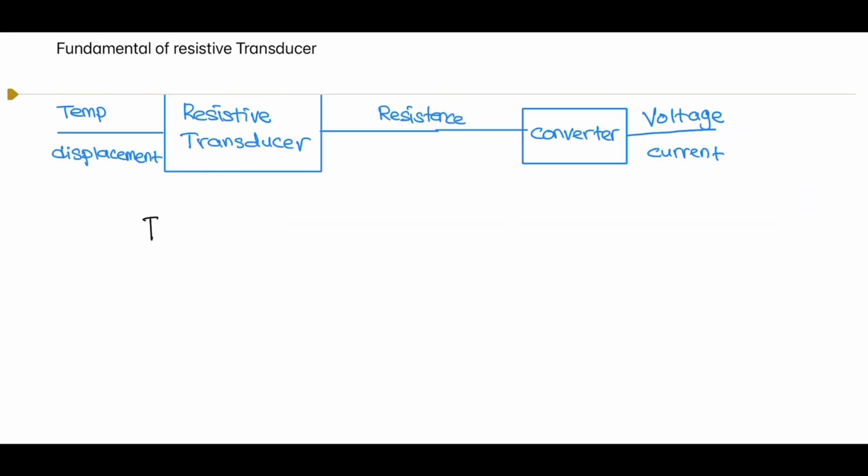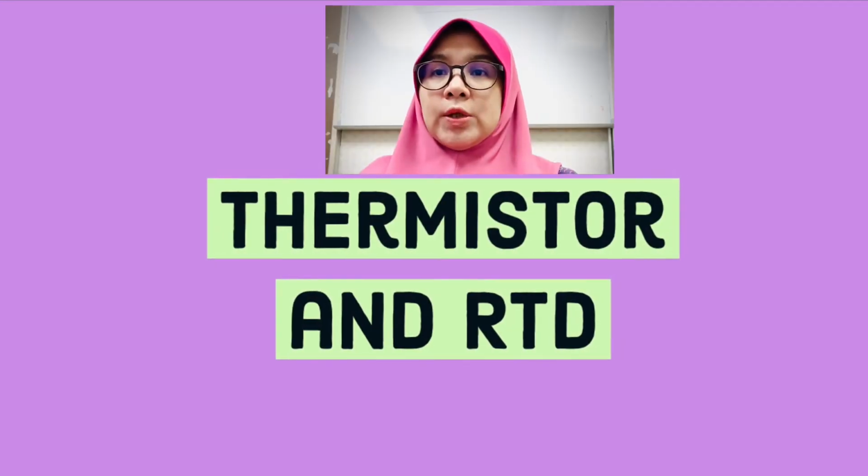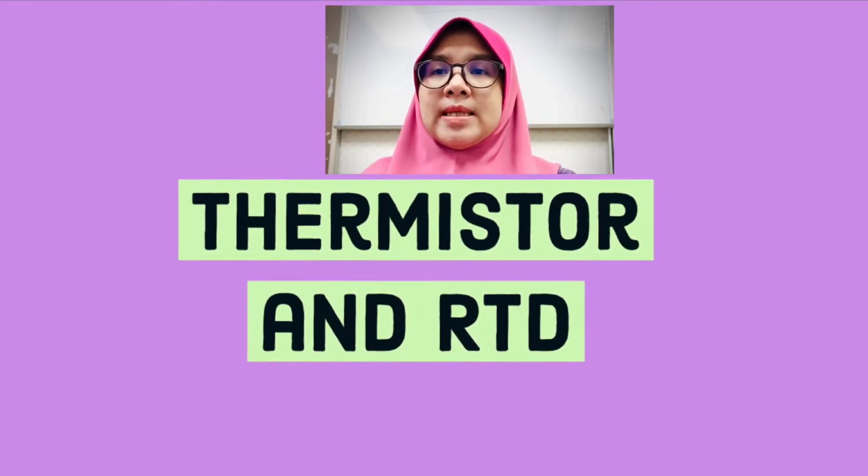There are two basic devices that use the resistive concept for measurement of temperature, which are RTD and thermistor. Potentiometer is another transducer that uses the resistive transducer concept to measure displacement. So let's discuss thermistor and RTD.